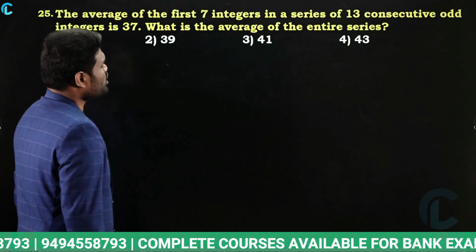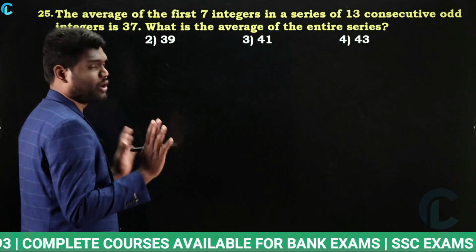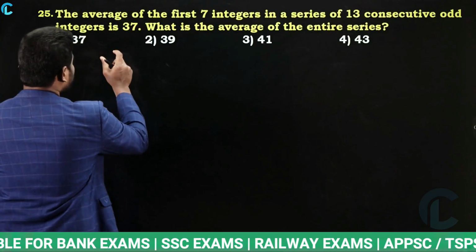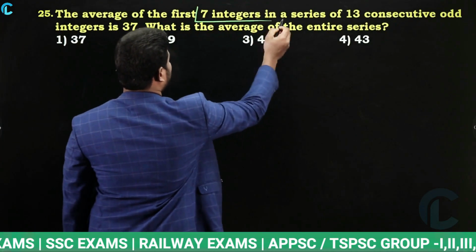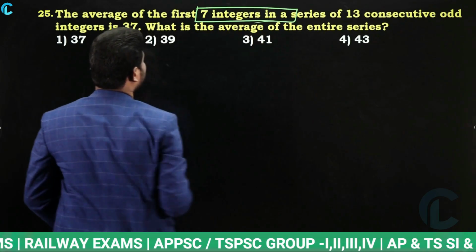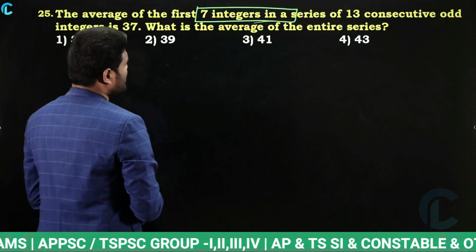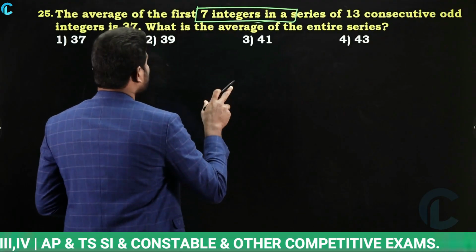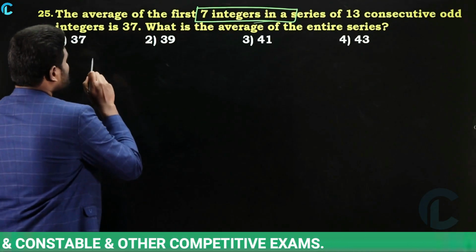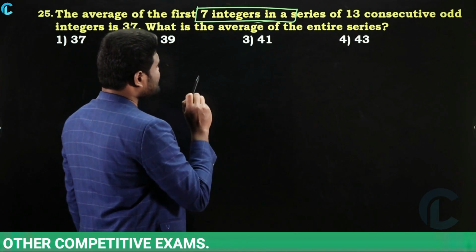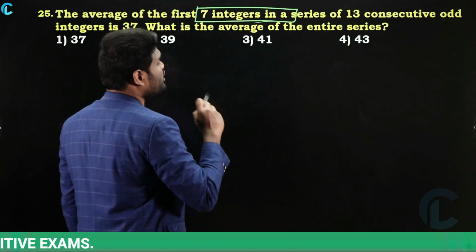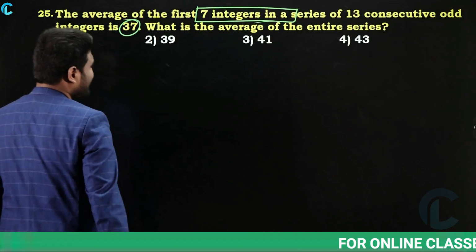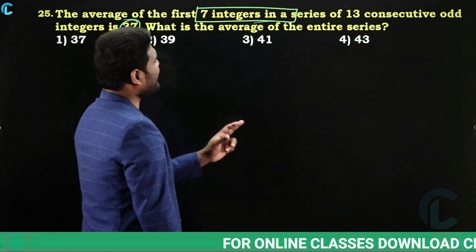What is the average of the entire series? Look here, even this question is a very simple question. In this question it is saying the average of the first 7 integers is 13. Next it is saying the average of the first 7 integers in a series of 13 consecutive odd numbers is 37. What is the average of the entire series?